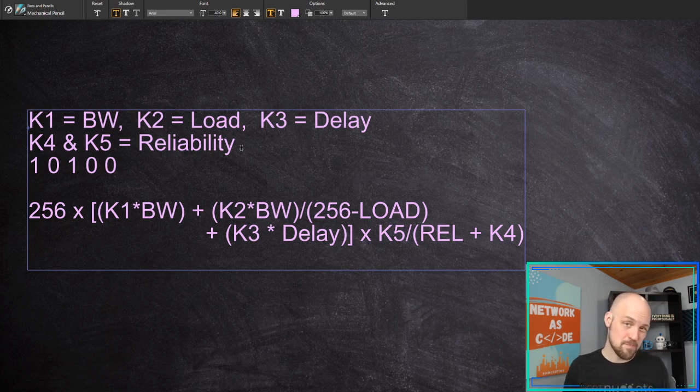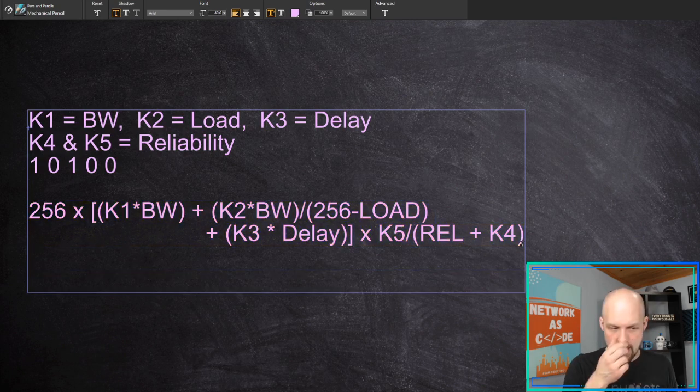If you can remember that in some fashion, that's what I did when I was taking CCNP exams way back in the day. I memorized that 10100. Again, you don't have to memorize this. At least I've never experienced where you have to memorize the whole thing.